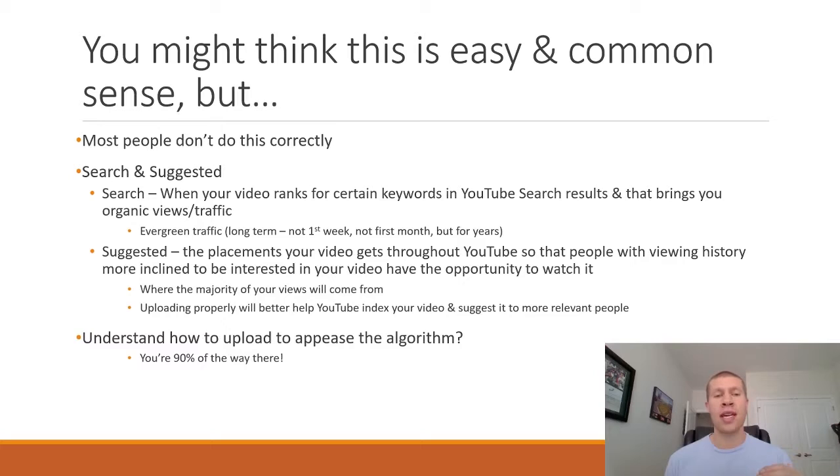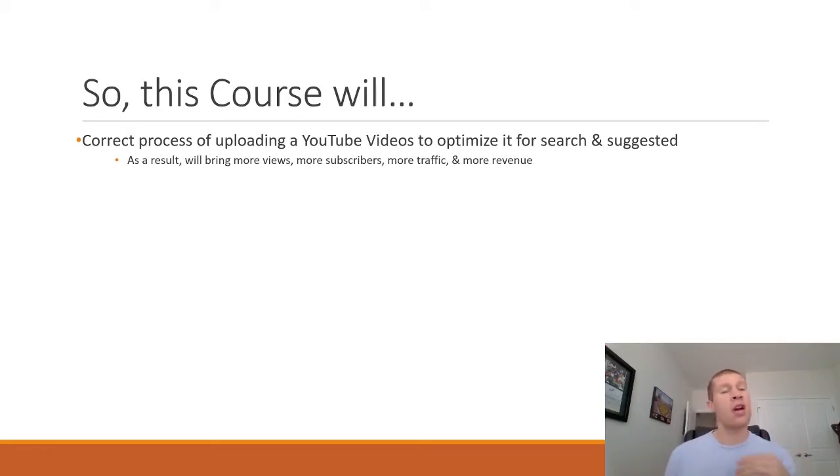So you need to understand how to upload to appease the algorithm. It's really, really simple. Once you understand that, well, then you're about 90% of the way there. So this course, put simply, will show you the correct process of uploading a YouTube video and optimizing it for search and suggested, which as a result basically will just bring you more views, more subscribers, more traffic, and ultimately more ad revenue or just revenue in general.